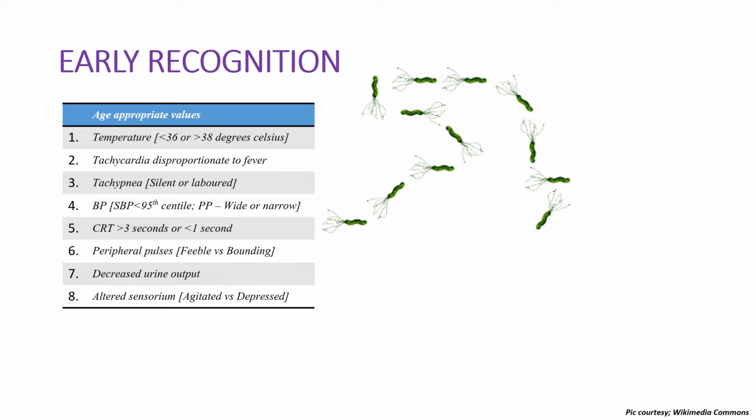Capillary refill time more than 3 seconds, that is delayed capillary filling, or less than 1 second, that is brisk or what is known as flash capillary refill, which is pathognomonic of septic shock. Peripheral pulses can be feeble as in hypovolemic or in cold shock, or they can be bounding as in vasodilatory shock. I shall be explaining the term later. Decreased urine output, altered sensorium. The child can be agitated if the hypoxia has just begun, early stages of hypoxia, or he can be depressed when the CNS has got injured to an extent because of persistent hypoxemia or shock.